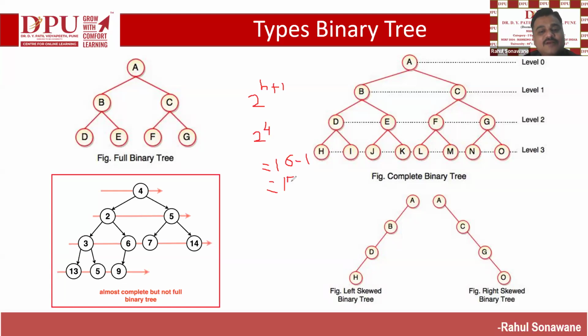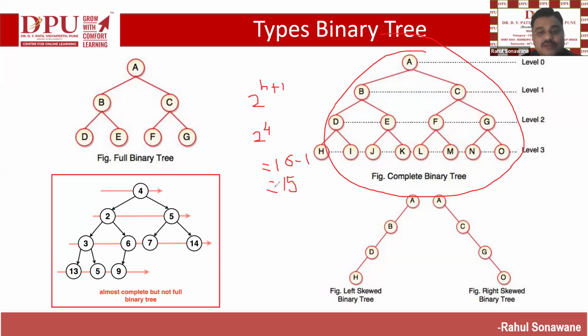15. Yes. Now, just go and count all those nodes. So, if a tree is having height h, it can accommodate at most 2 raised to h plus 1 minus 1 nodes. Very good.